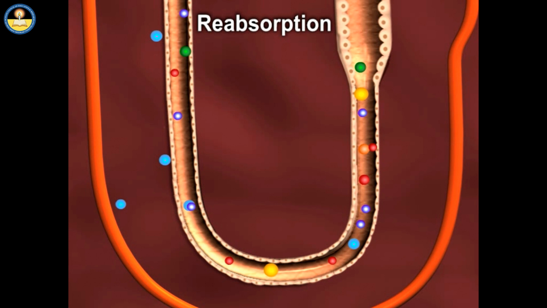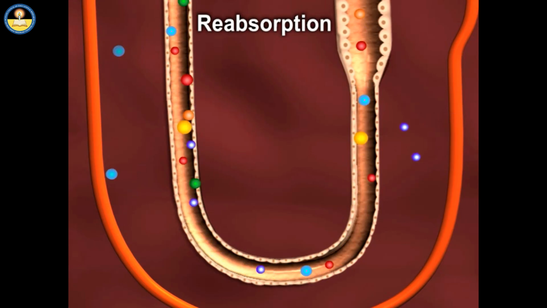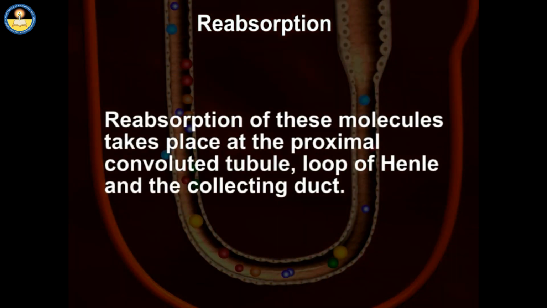Reabsorption. Through reabsorption, water, some salts and required nutrients removed from the blood during filtration are brought back into the circulatory system. Reabsorption of these molecules takes place at the proximal convoluted tubule, loop of Henle, and collecting duct.